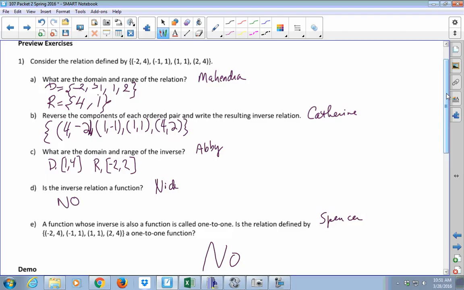So it's very important that you make sure you don't have parentheses here or brackets. It's the little indication for a set. It's -2, -1, 1, and 2.